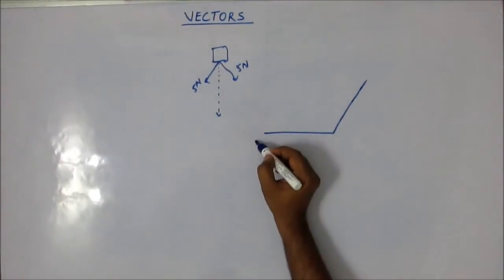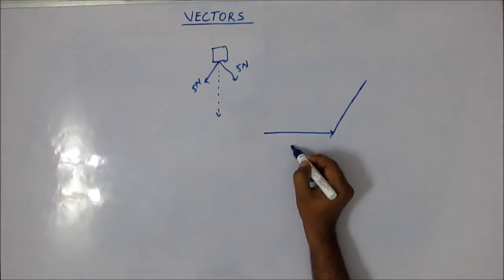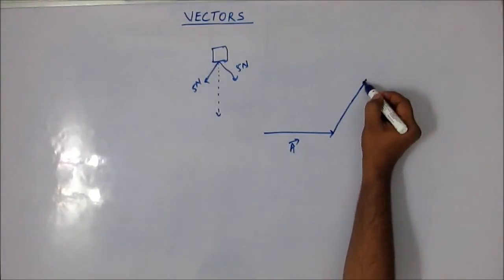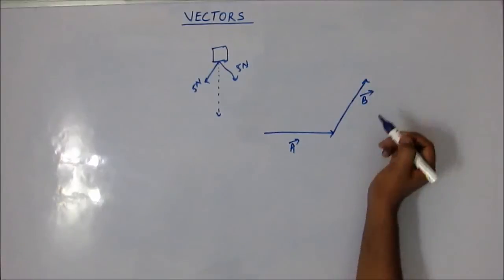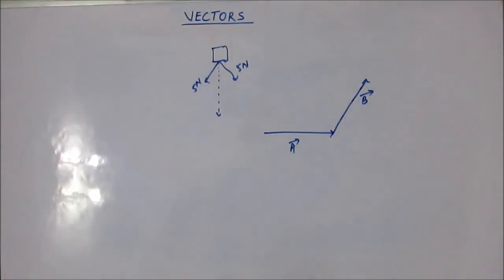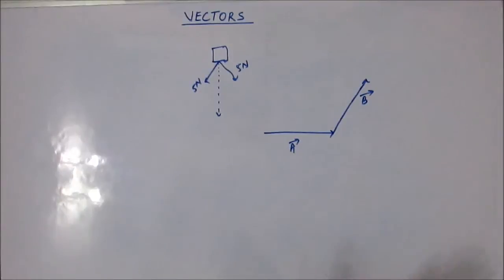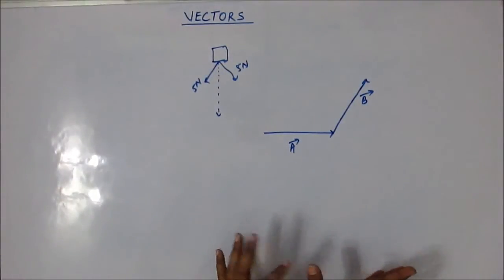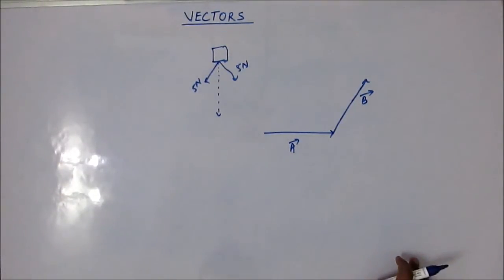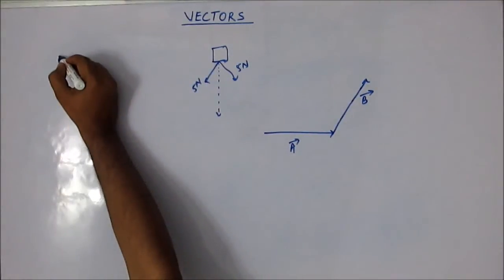Suppose there's a vector A and there's a vector B. Now the vectors could have been in any orientation on paper, but the first rule is to bring them head to tail. Whenever we want to find the sum of two vectors, the first kind of law that we are going to study is called the triangular law of vector addition.